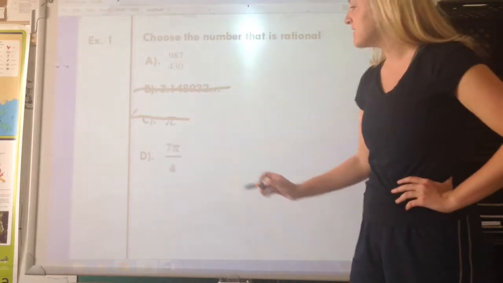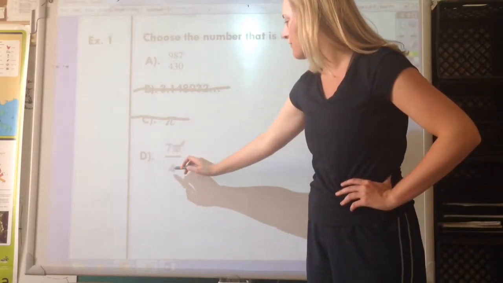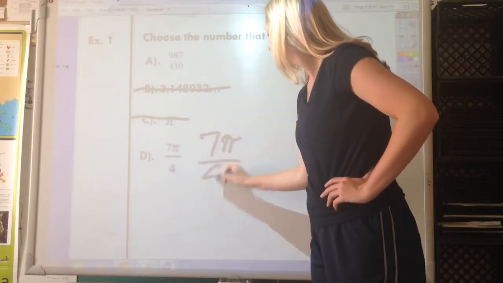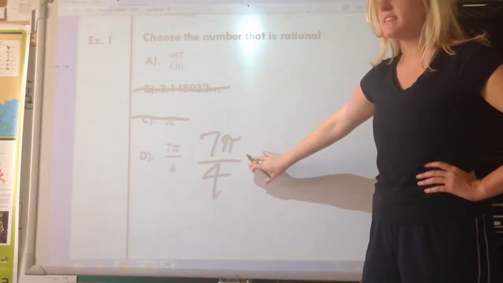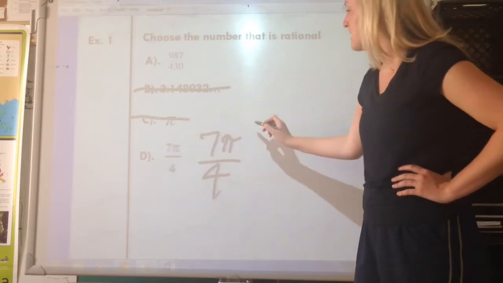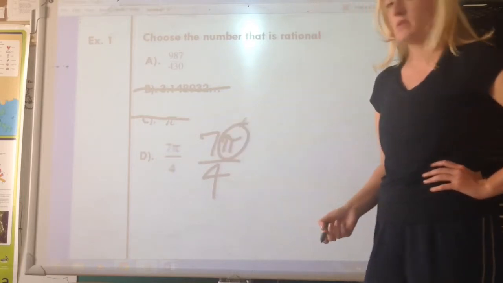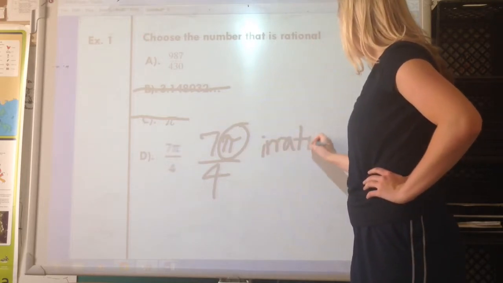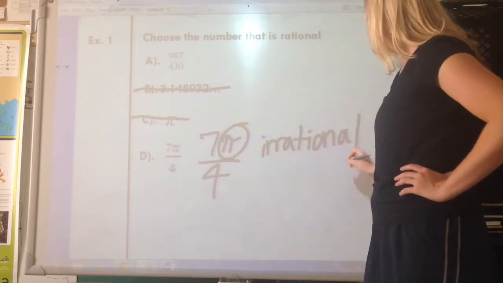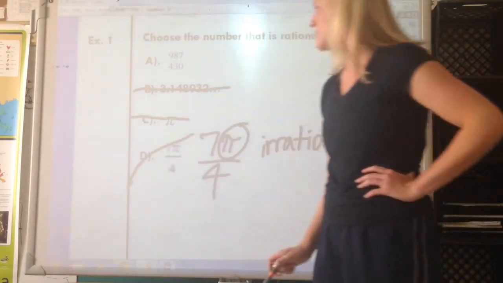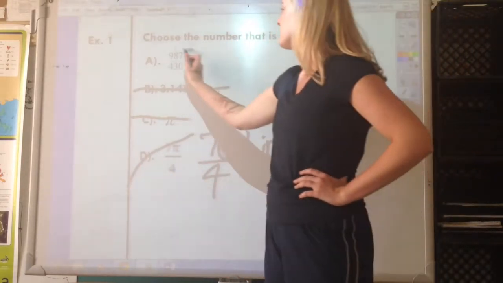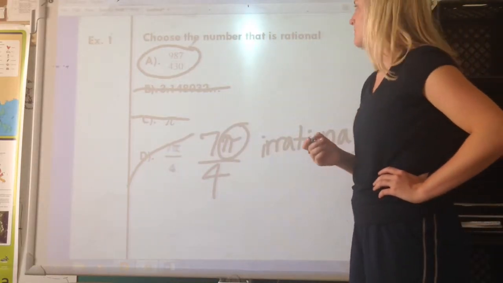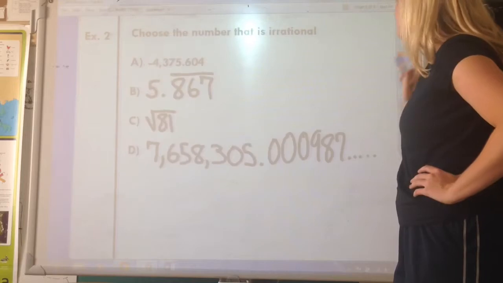However, I see that D is 7 pi over 4. Let me write that a little bit clearer for you. 7 pi over 4. Even though this is represented as a fraction, because of the pi symbol, I know that this number is irrational. So I can eliminate D as a choice. That leaves me with A, which is represented as a fraction with no pi symbols. That's a rational number. Let's do another one.